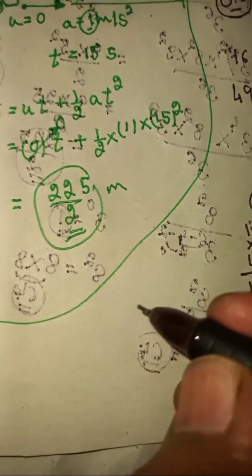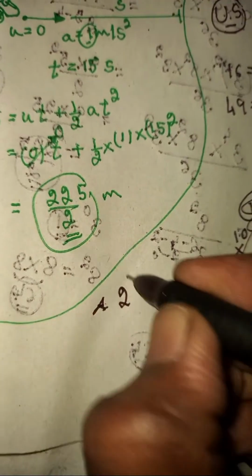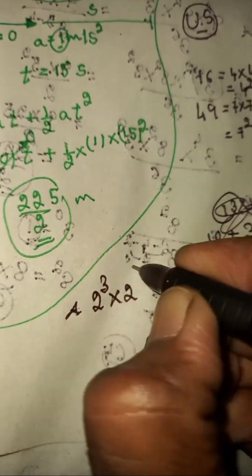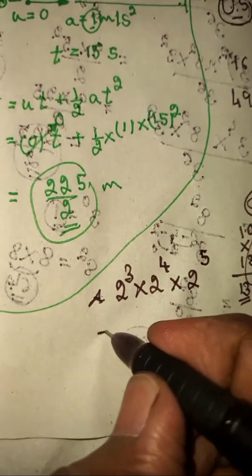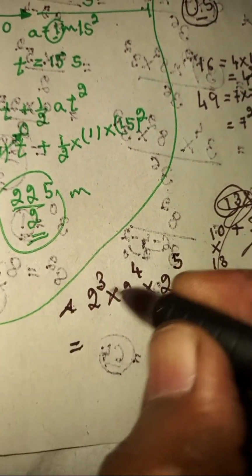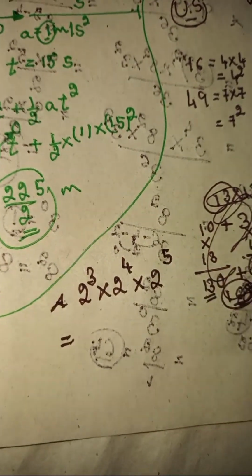Here you can take another problem. 2 power 3 times 2 power 4 times 2 power 5. Now here the base is 2, here the base is also 2, and here the base is also 2.